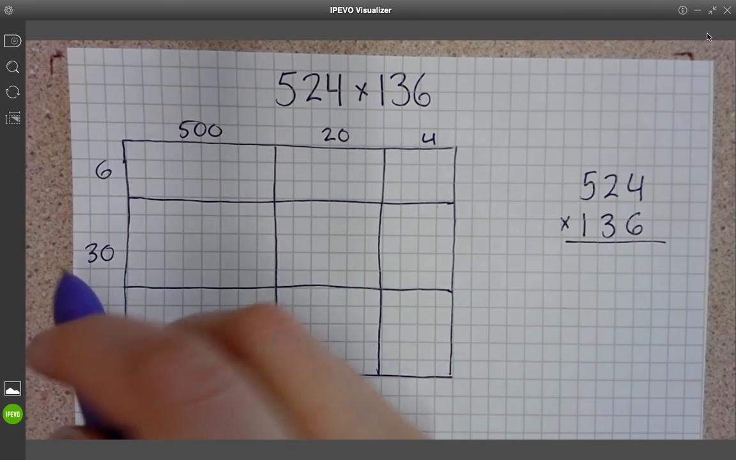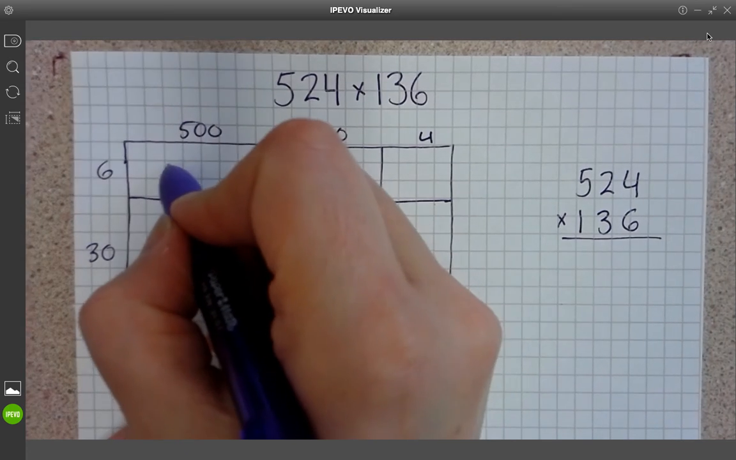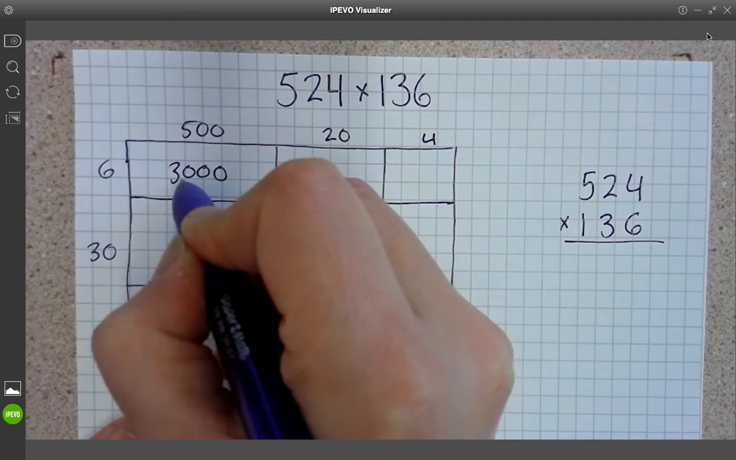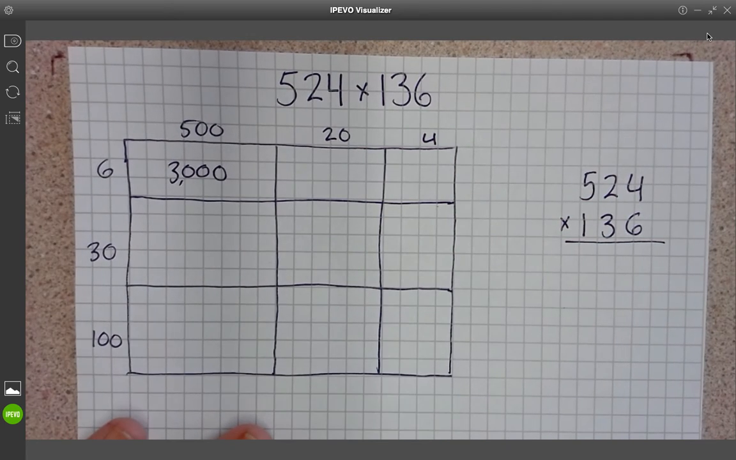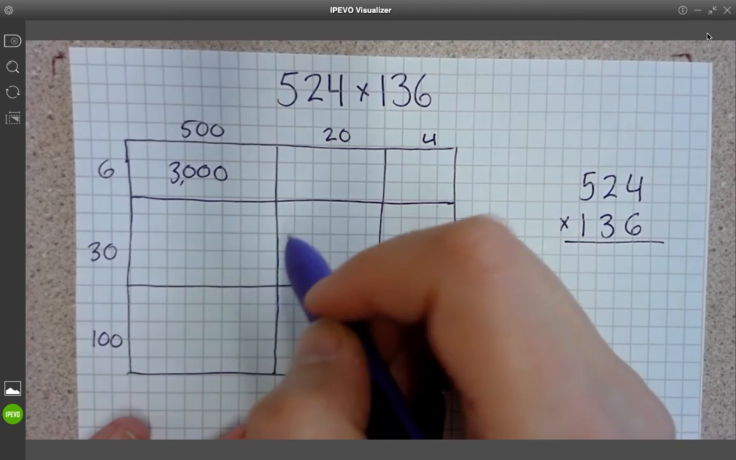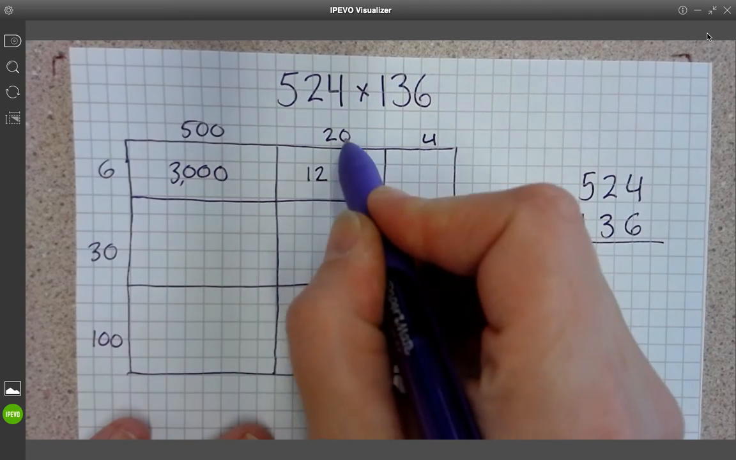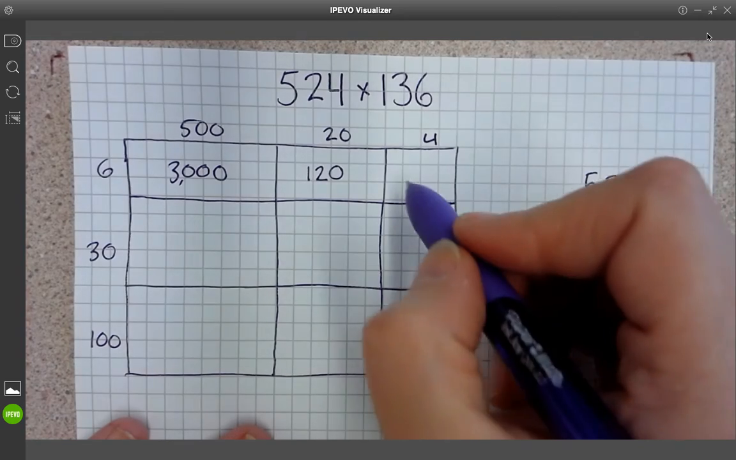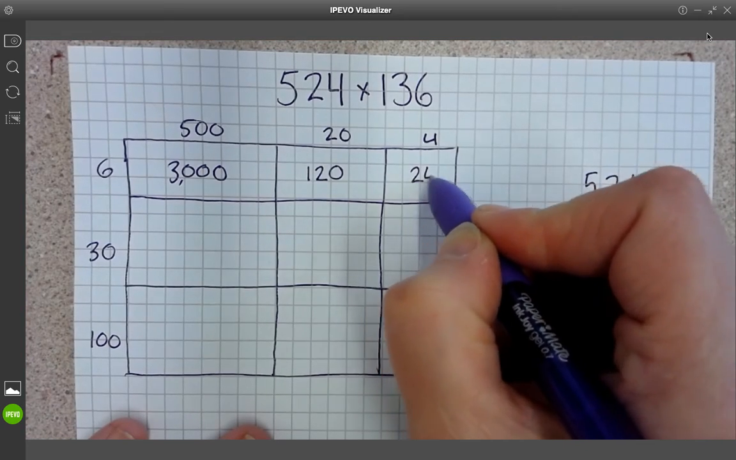6 times 500. 6 times 5 is 30, times 100 is 3,000. Then we have 6 times 20. 6 times 2 is 12, times 10 is 120. And 6 times 4 is 24.